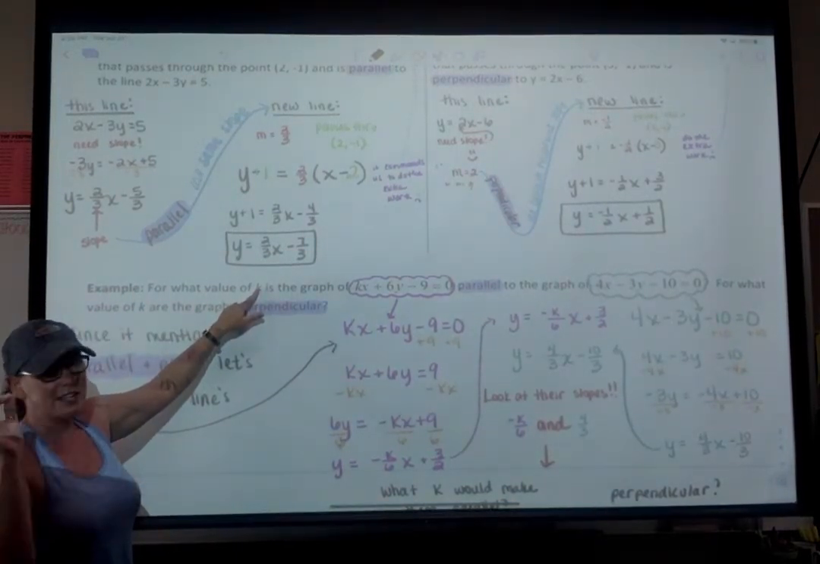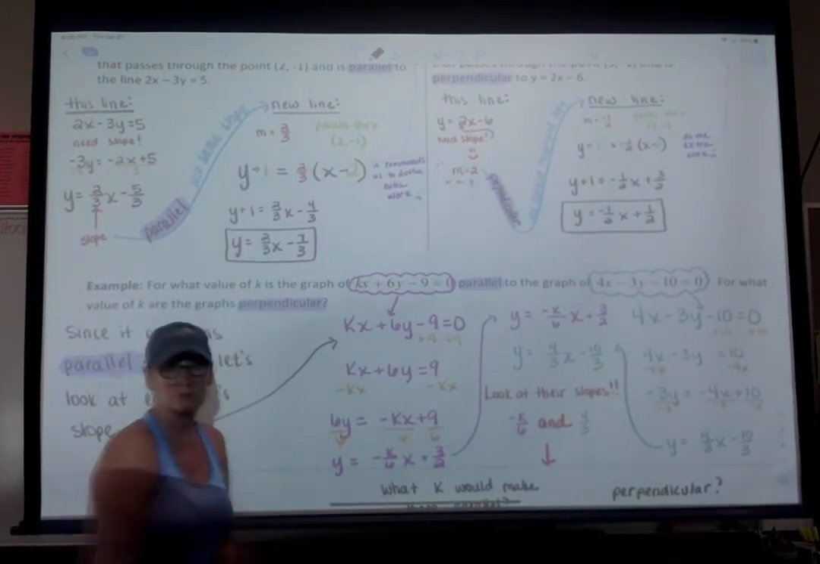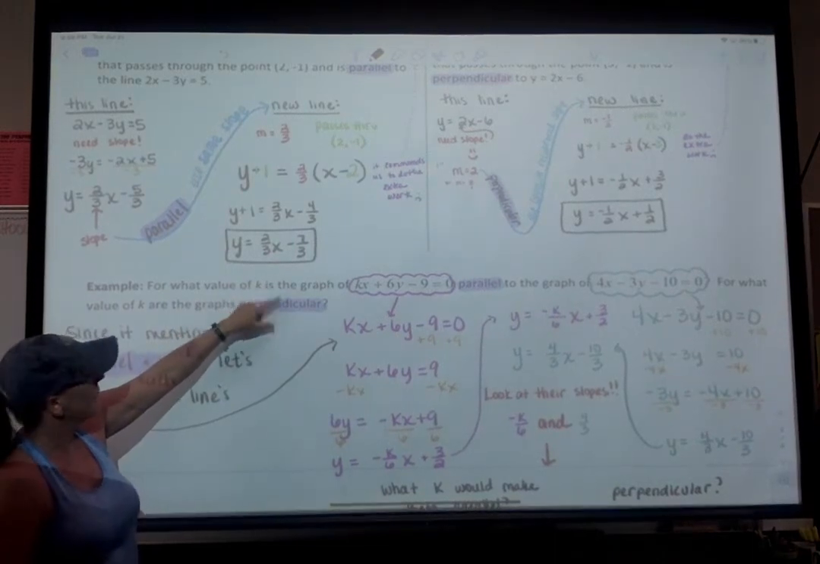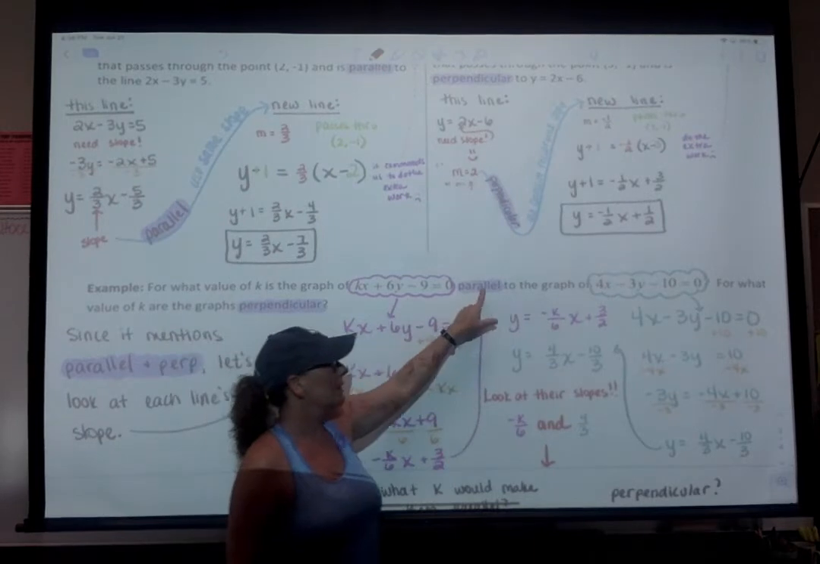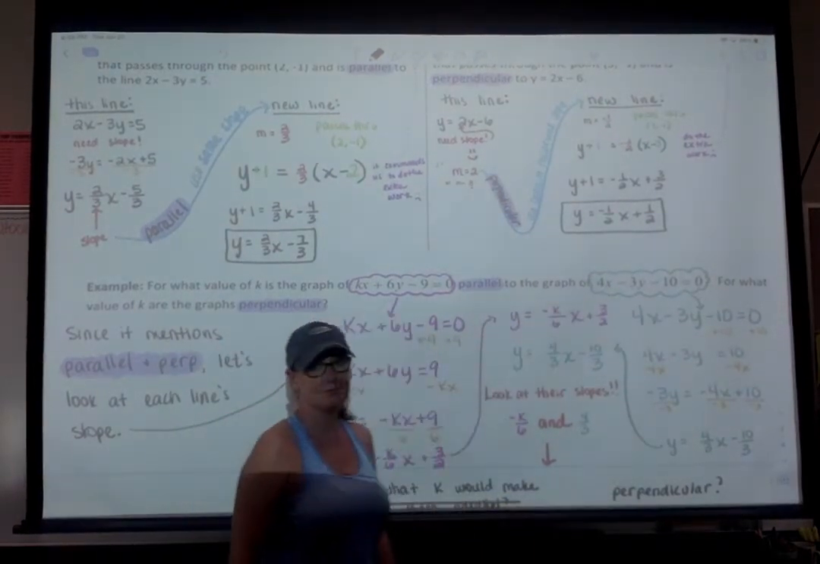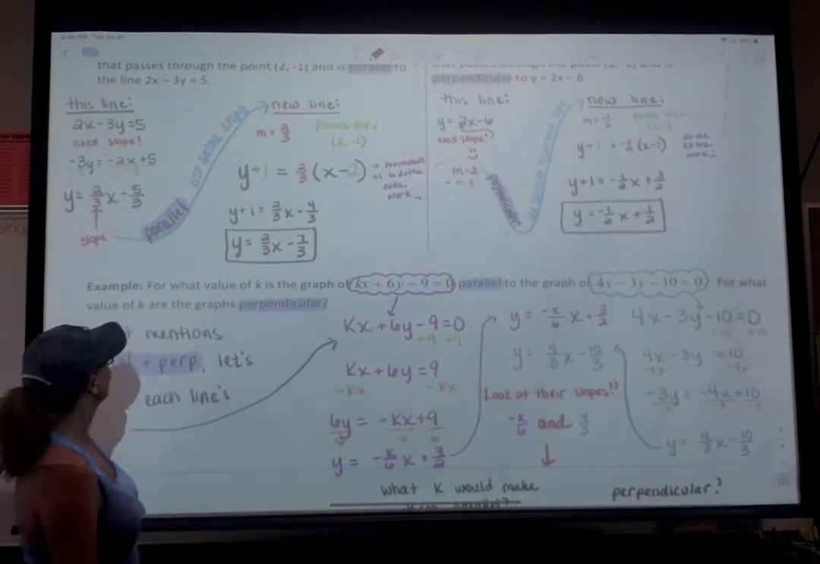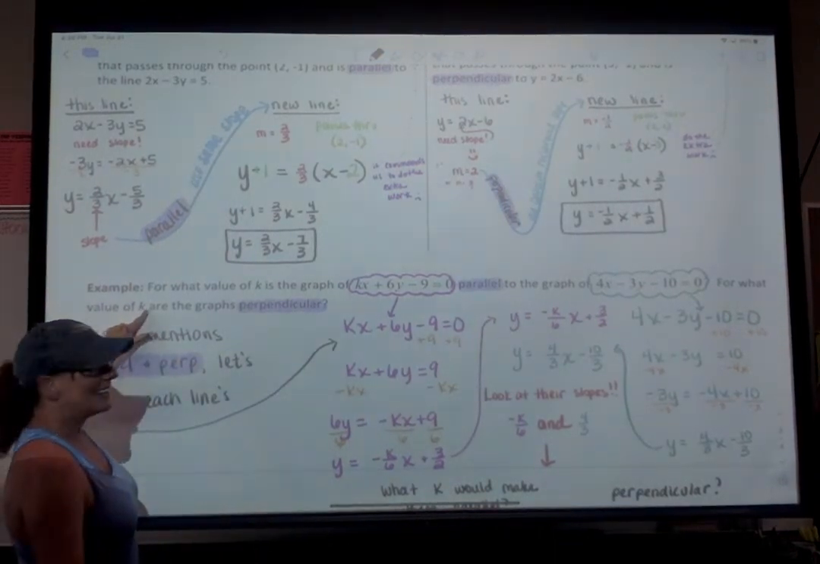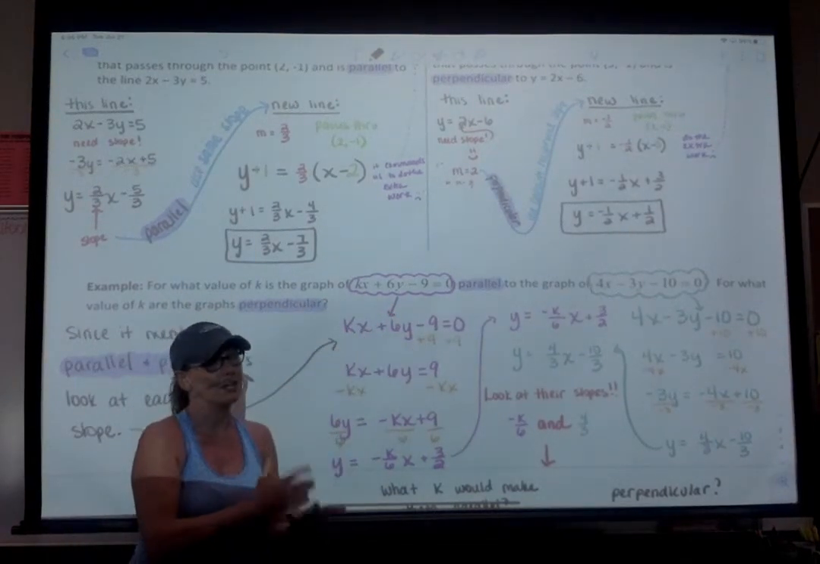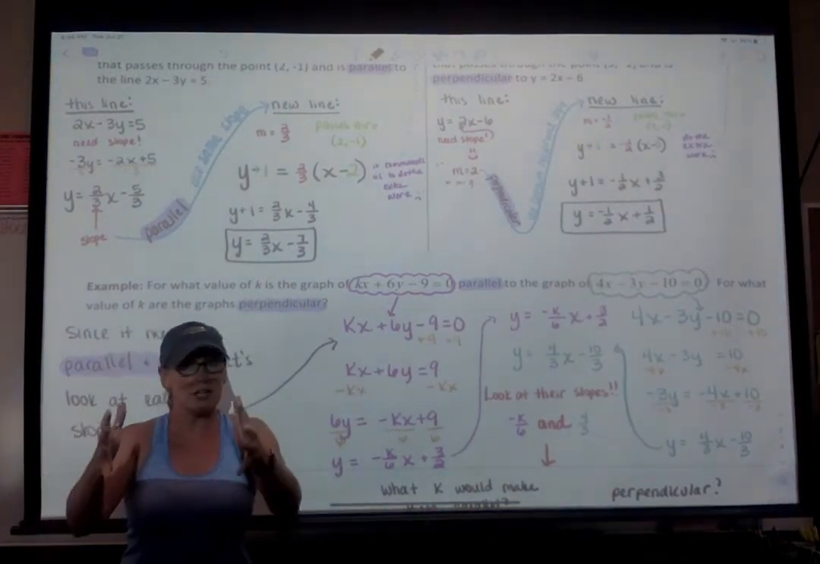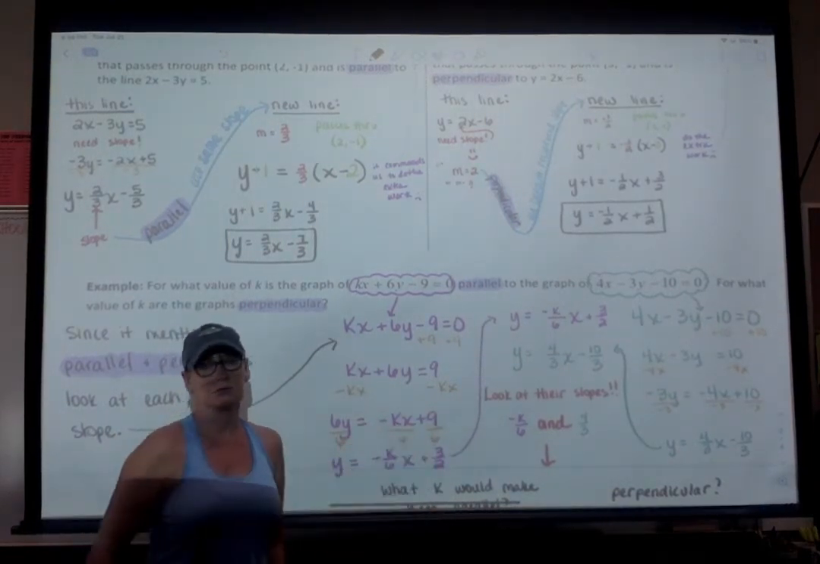So basically, here's what it says. Find K. So my answer needs to be K equals. Find K so that this line is parallel to this one. And then there's another problem. Find K so that the pink line and the green line are perpendicular. So we're going to have a parallel answer, K equals, and a perpendicular answer, K equals.